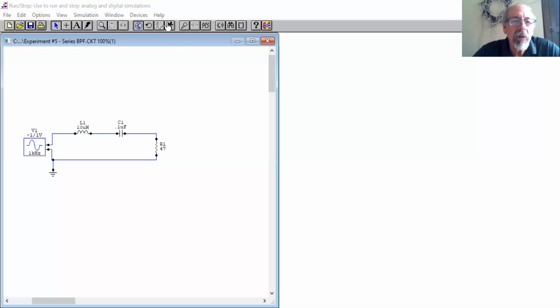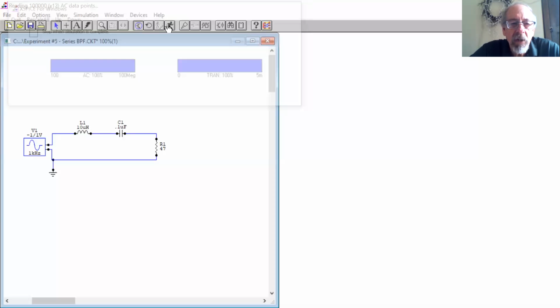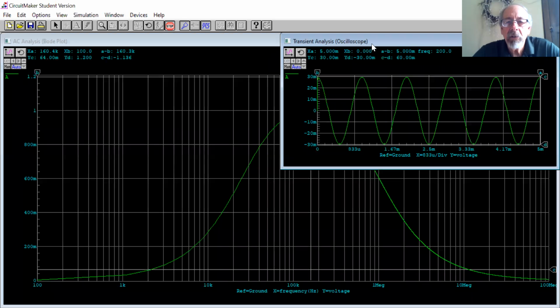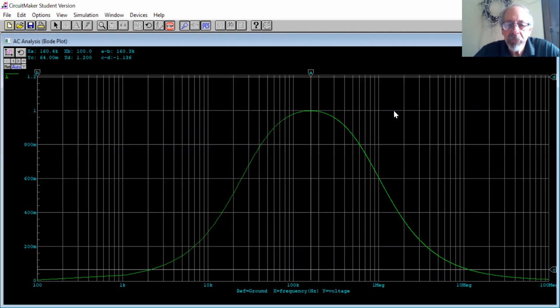So let's hit the running man over here, and let's see what we have. This has been set up as a Bode plot using the Bode plot tool. You might notice for this one, it takes a little bit of time to run the simulation. It's got a lot of points, so let's see what happens. Here we go. We kind of jump right into the Bode plot. I'm going to kill the voltmeter here. There is a transient oscilloscope there. We don't care about that guy. Let's get rid of him.